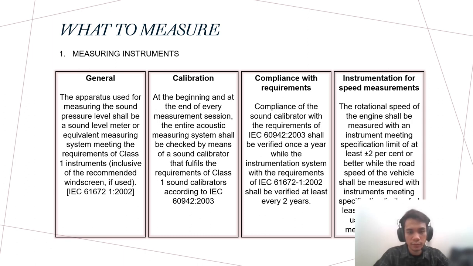Compliance of the sound calibrator with the requirements of IEC 60942-2003 shall be verified once a year, with the instrumentation system with the requirements of IEC 61672-1-2002 verified at least every 2 years. Instrumentation for speed measurements. The rotational speed of the engine shall be measured with an instrument meeting specification limit of at least plus minus 2% or better, while the road speed of the vehicle shall be measured with an instrument meeting specification limit of at least plus minus 0.5 km per hour when using continuous measuring devices.